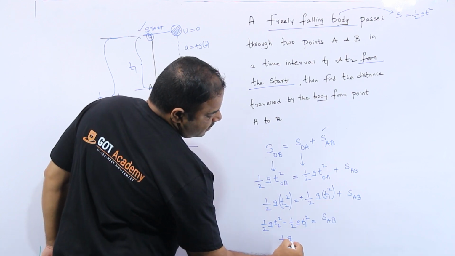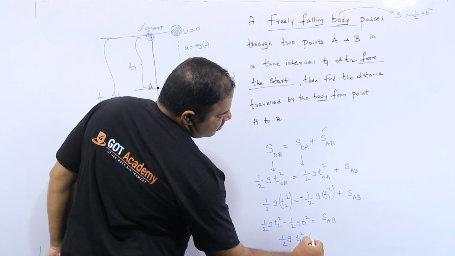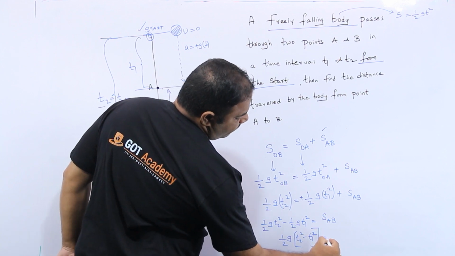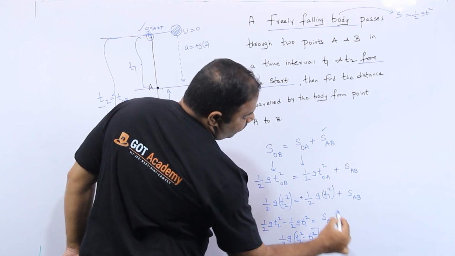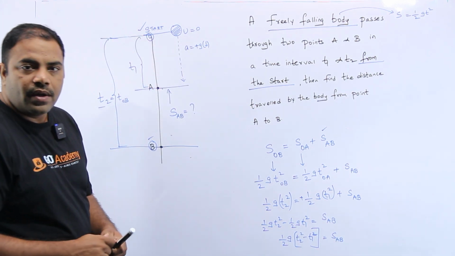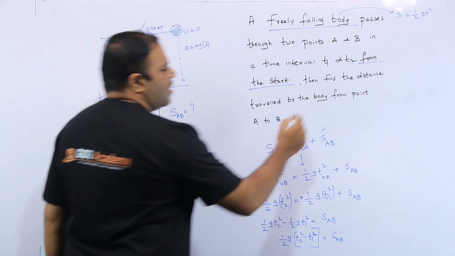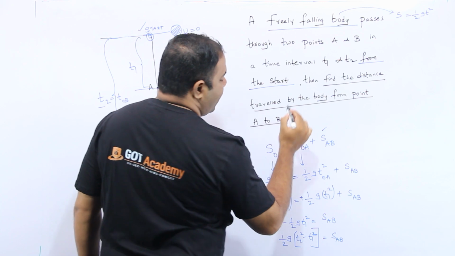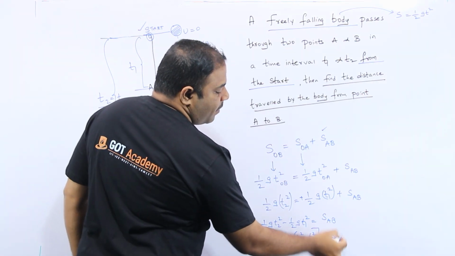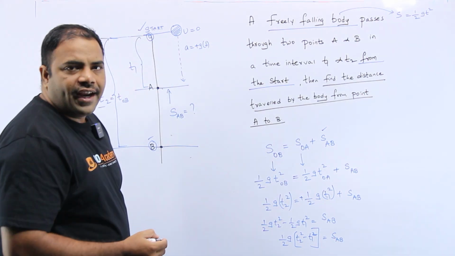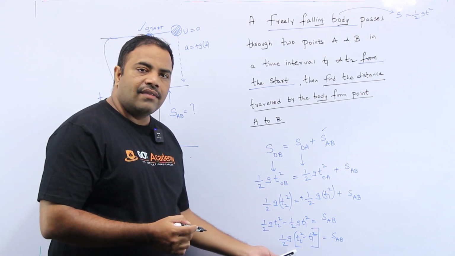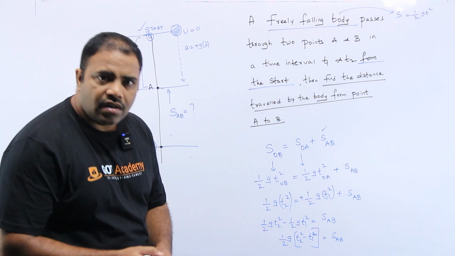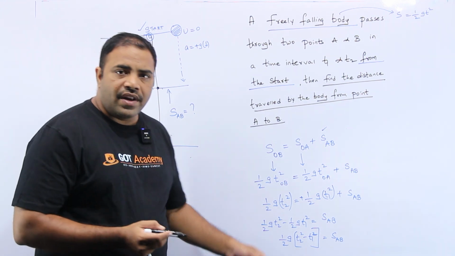So half G is taken as common. Now we can write it as T2 square minus T1 square. This is the distance covered from point A to B. This is what is our question: find the distance travelled by the body from point A to B. So the distance travelled by the body from point A to B is written as half G times T2 square minus T1 square. I hope you understood this, right? Again, if you want, I'll explain to you.